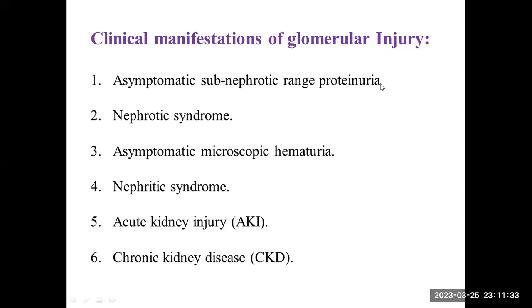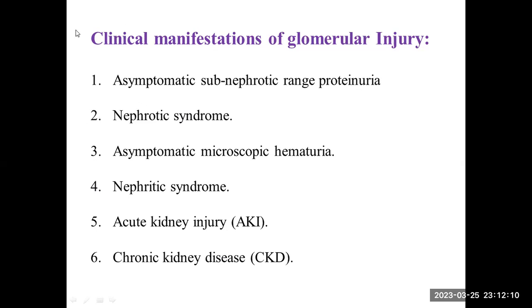So if the cause of injury is persistent, chronic and long-standing, and if it's not controlled by treatment or not resolved spontaneously, eventually it can end up with chronic kidney disease. And there are certain types of glomerular diseases which have a tendency to progress into chronic kidney disease. So these are the basic types of clinical manifestations of glomerular injury. Whenever you have a glomerular disease, it can present with any one of these main manifestations, and it's not necessarily in that order.